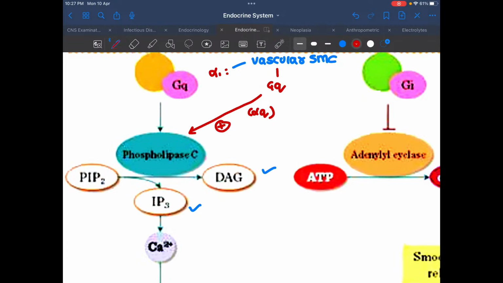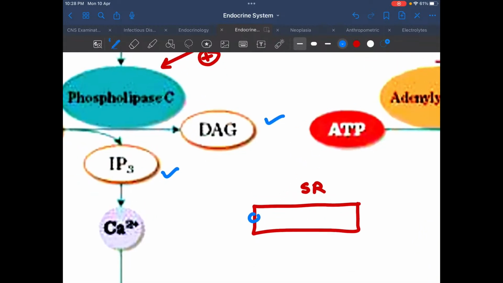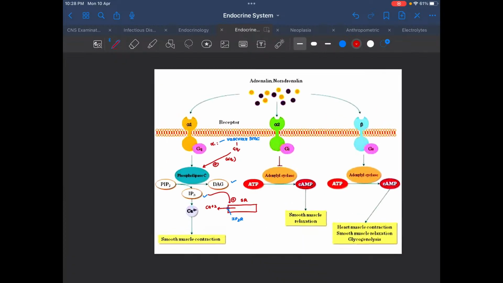And what will this IP3 do? यहाँ पे sarcoplasmic reticulum है, if you see. तो this sarcoplasmic reticulum के पास एक receptor है. And कमाल की बात है, receptor का नाम भी IP3 receptor है. So what is this receptor? This receptor is actually a calcium channel. Whenever IP3 binds to this receptor, it's going to open the calcium channel, and इसके through calcium is going to go out and mediate further effects.